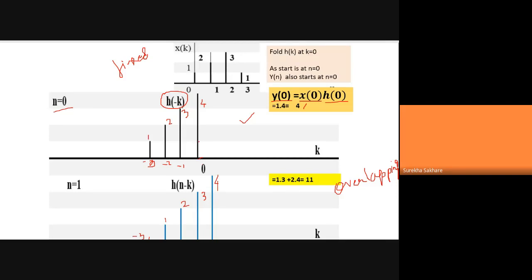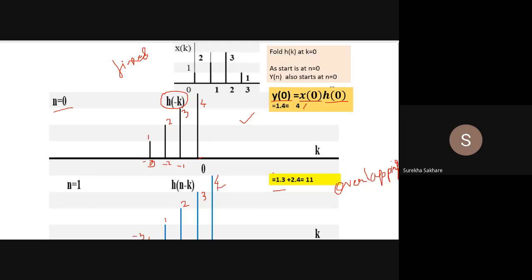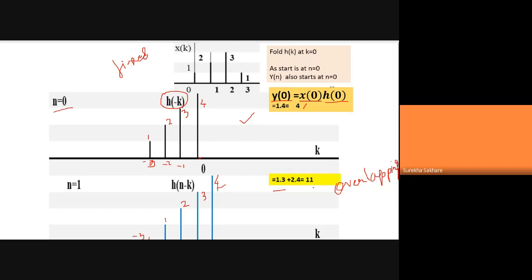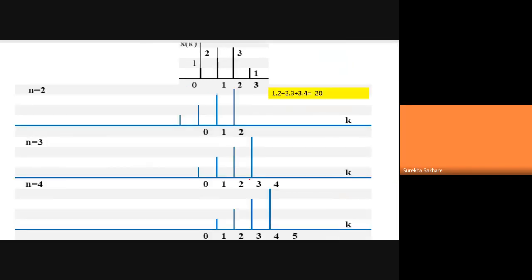At 1 into 3, then you have 2 into 4. So it is 2 into 4. It's a graphical method for getting the y of 1. Okay, so observe what we are doing here.